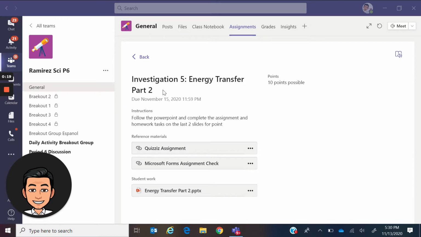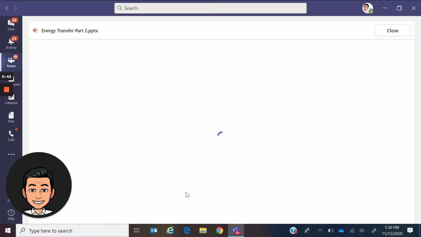We're looking at Investigation 5, Energy Transfer Part 2. So we're going to continue what we started earlier in the week. I've attached both of your assignments to this Teams assignment so that you know where you can go to get points. The quizzes assignment will be today's assignment for class, and the Microsoft Forms assignment check will be your homework, and we'll talk a little more about those. So we want to start by opening the Energy Transfer Part 2 PowerPoint.